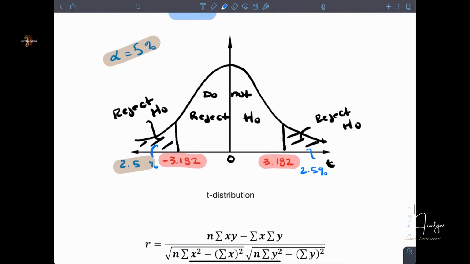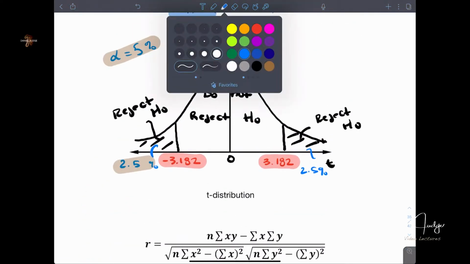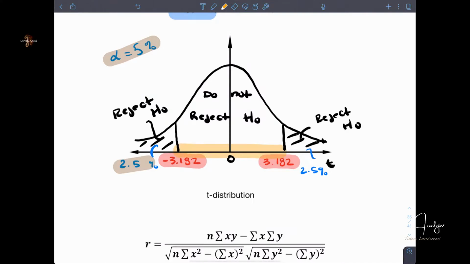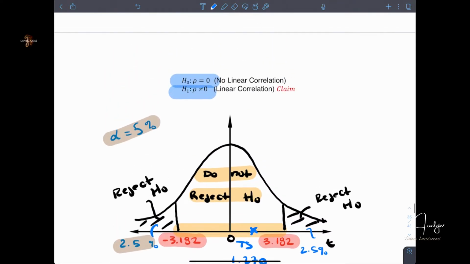Okay, where does that live in our decision rule? Well, remember, any test statistic between negative 3.182 and positive 3.182, do not reject the null. Now, this test statistic that we just got is 1.270, so it's positive, and it's somewhere over here. 1.270. Okay, it's not even like halfway, I think. So there's where your test statistic will live in your decision rule. Do not reject the null.